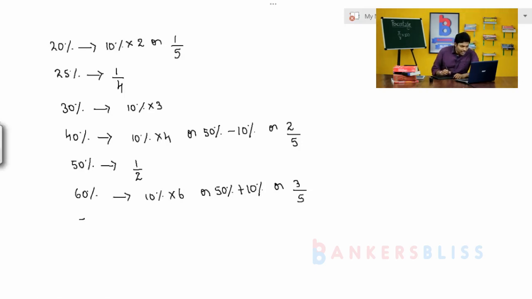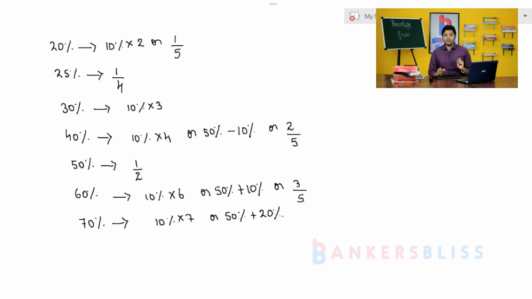Next, you want to calculate 70%. So, how to calculate 70%? Again, 10% into 7 or 50% plus 20%. It depends upon you what type of splitting has to be adopted. For few problems, it will be easy to calculate 50% plus 20%. For few problems, it will be easy to calculate 10% into 7.